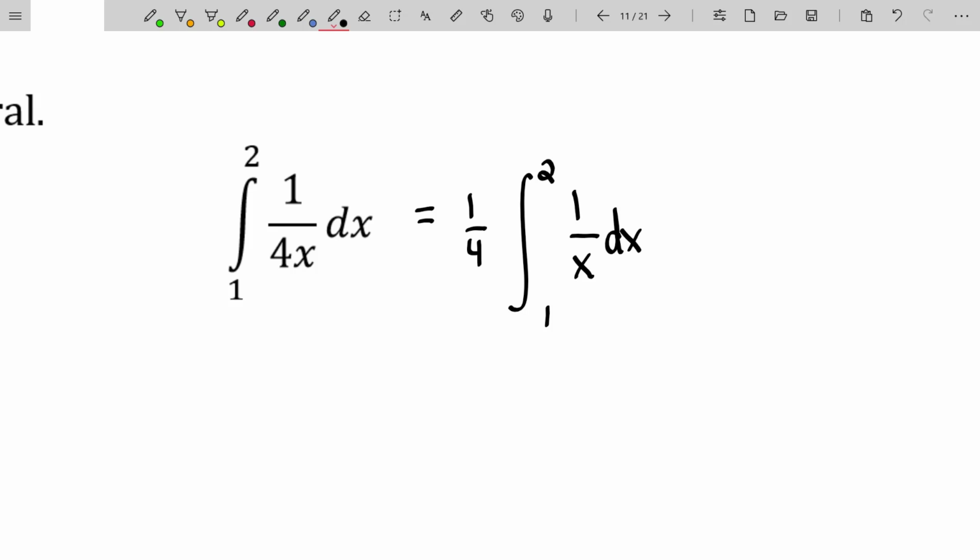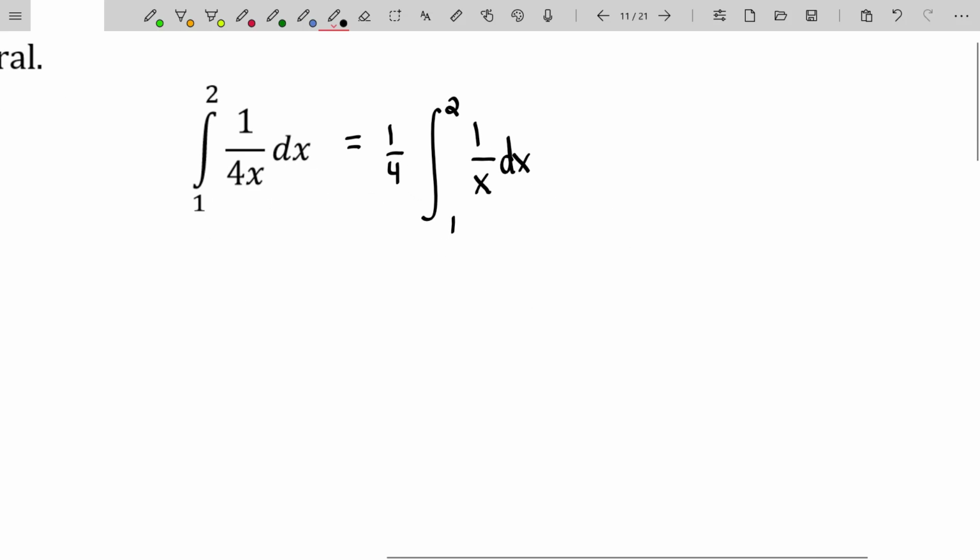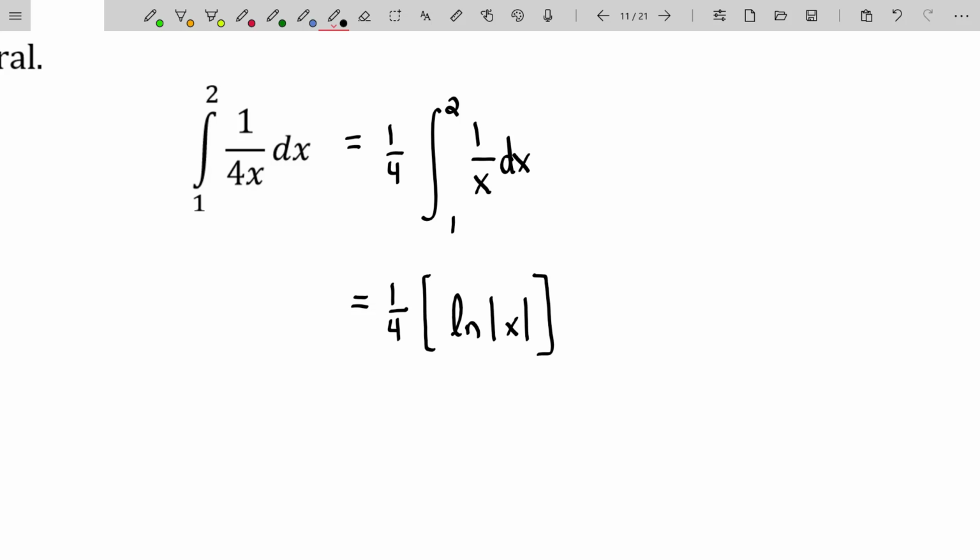And the antiderivative of 1 over x, and this is an incredibly important antiderivative, is the natural log of the absolute value of x. Not of x, but of the absolute value of x. That's critically important as you move forward. And we're evaluating this from x equals 1 to x equals 2. So let's go ahead and do that.